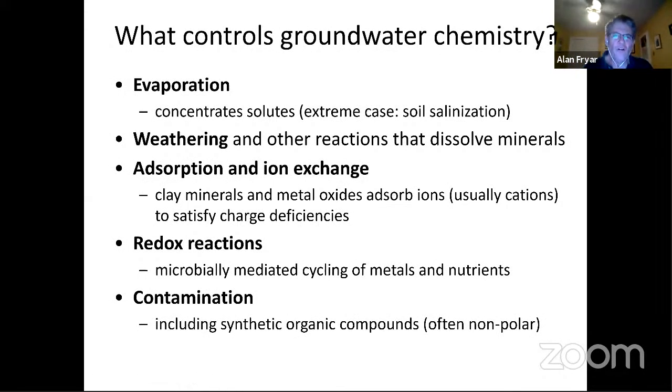So we can talk about general classes of reactions or sources of chemicals that control groundwater chemistry. And these include evaporation, because evaporation tends to concentrate solutes. And in extreme cases, that results in soil salinization. And so in places like northeastern Thailand or southeastern Australia, there are places where the water table is close to the land surface and it's a semi-arid or arid climate. Or in the case of northeast Thailand, there are rocks with salt in them, bedded salt that are close to the surface. And so the TDS and the salinity go up as a result of evaporation.